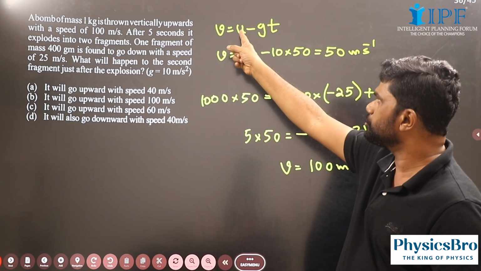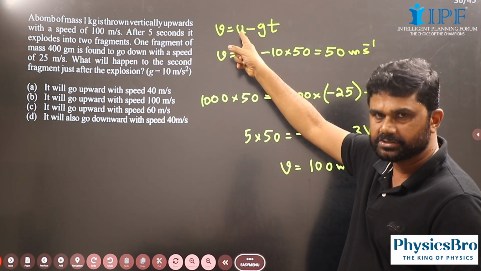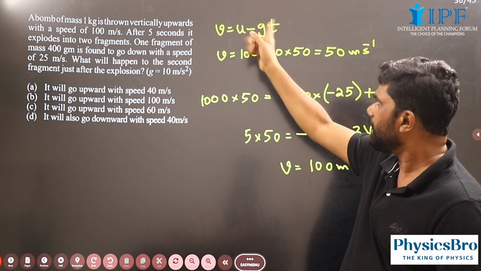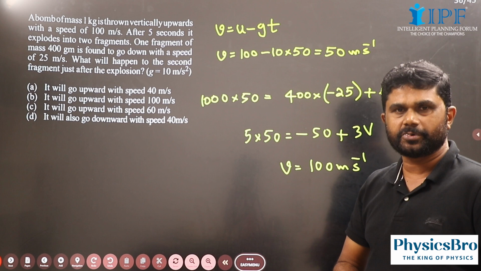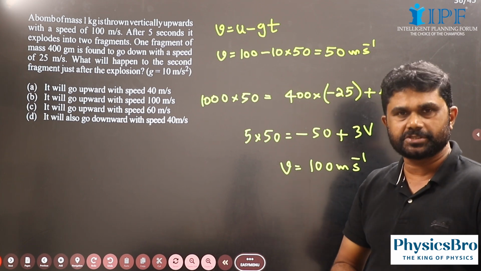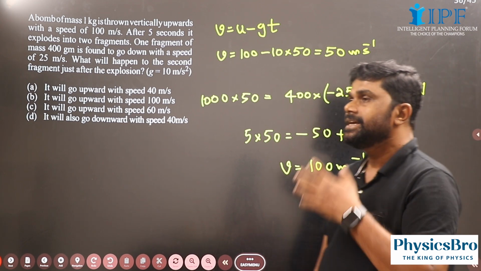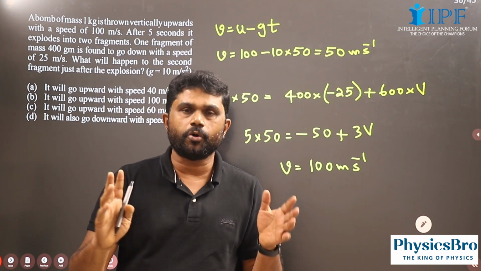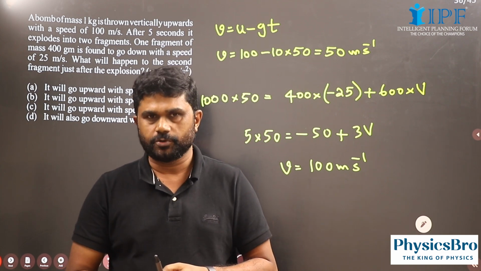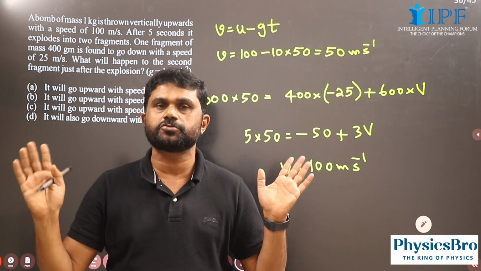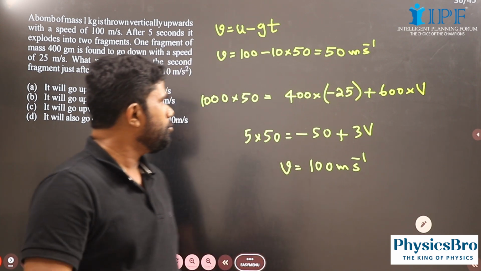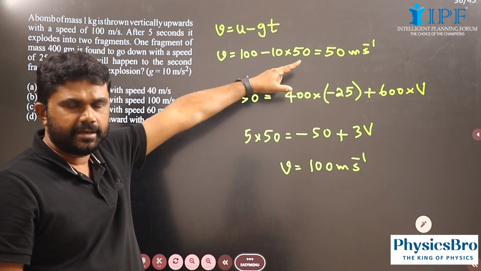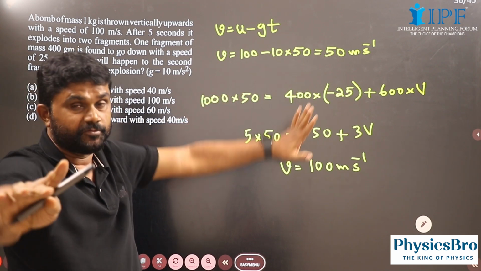If you decide to choose this u, initial velocity, which is directed upward, as negative, then acceleration due to gravity you can take as positive, or you should take it as positive. Okay? Means in motion under gravity, any direction, upward or downward, you can take it as positive. Only thing is that opposite should be negative. Now see, after 5 seconds its velocity will be 50 meter per second and is directed upwards.